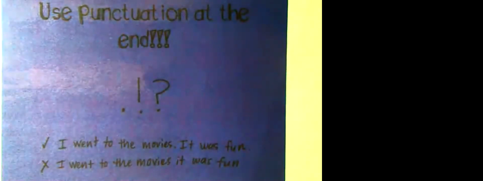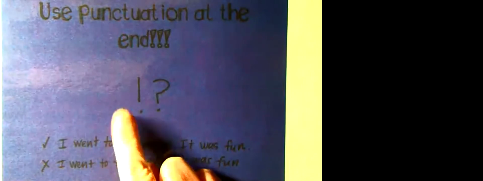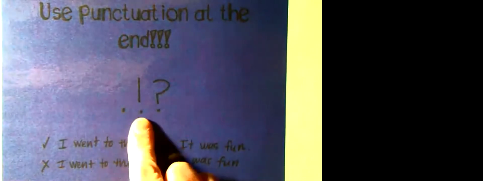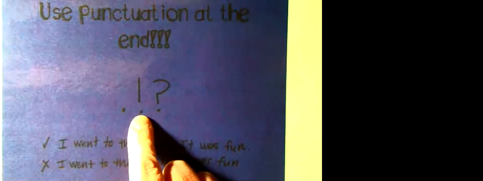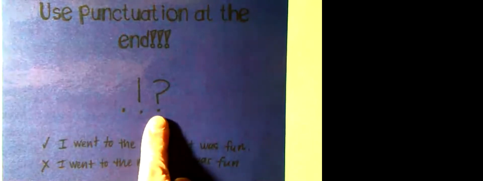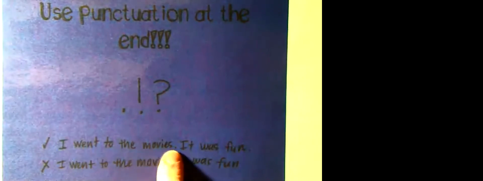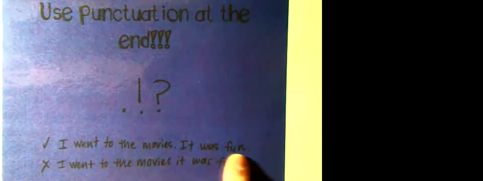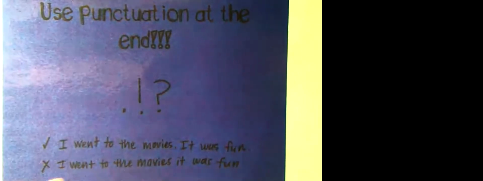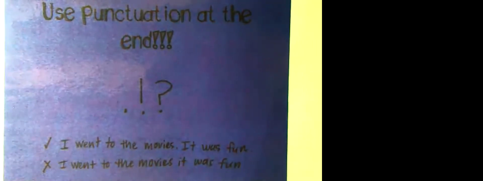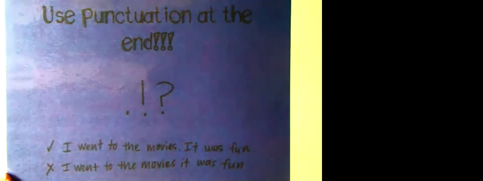We use punctuation at the end. Often we use a period. We use that one the most. But if we're super excited, we might use an exclamation point. And if we're asking something, we might put a question mark. It says, I went to the movies, period. It was fun, period. I went to the movies, it was fun. See, there's no punctuation. I'm not sure when to take a pause or to be excited or to just take a breath. We have to take a breath when we're reading. These are all things that are going to help you.